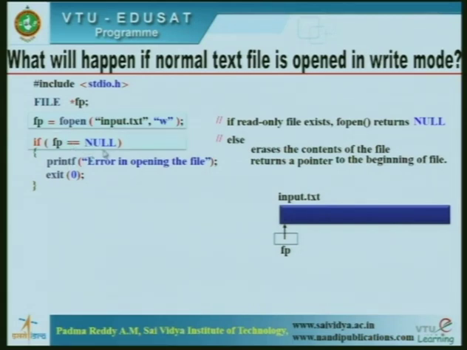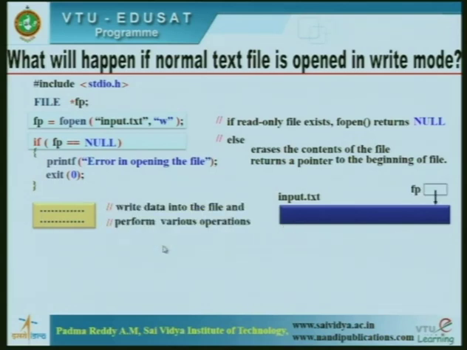Now, is fp equal to null? No. So control comes here, and here we write the data into the file and perform various operations. We may write something into the file. Suppose we have written some text here. After writing, the file pointer automatically moves to the next character. Now we finally close the file pointer.